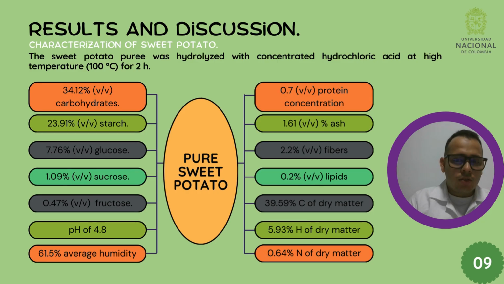Results and discussion: characterization of the substrate after 100 degrees centigrade for 2 hours. The evaluation covers carbohydrates, esters, glucose, sucrose, fructose, pH, average humidity, protein concentration, ash, fibers, lipids, dry matter, and elemental components such as carbon, nitrogen, hydrogen, among others.